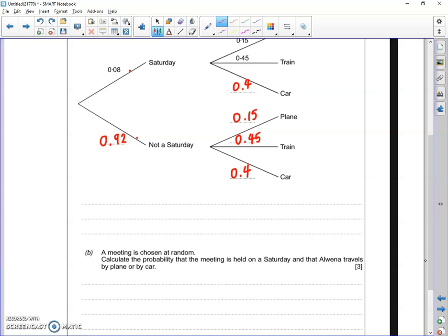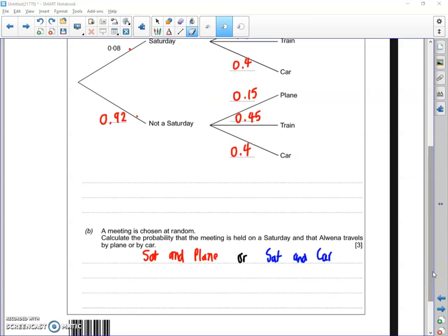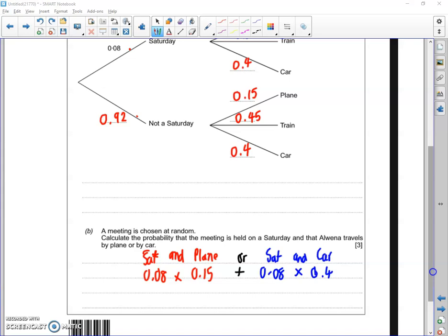So we can do Saturday and plane or Saturday and car. It's probably the most straightforward way of doing it. So that's times in to begin with for your AND rule. 0.08 for Saturday times plane, which is 0.15. And then add 0.08 for Saturday times car, which is 0.4. And your final answer should come out as 0.044 as the total probability of either occurring.